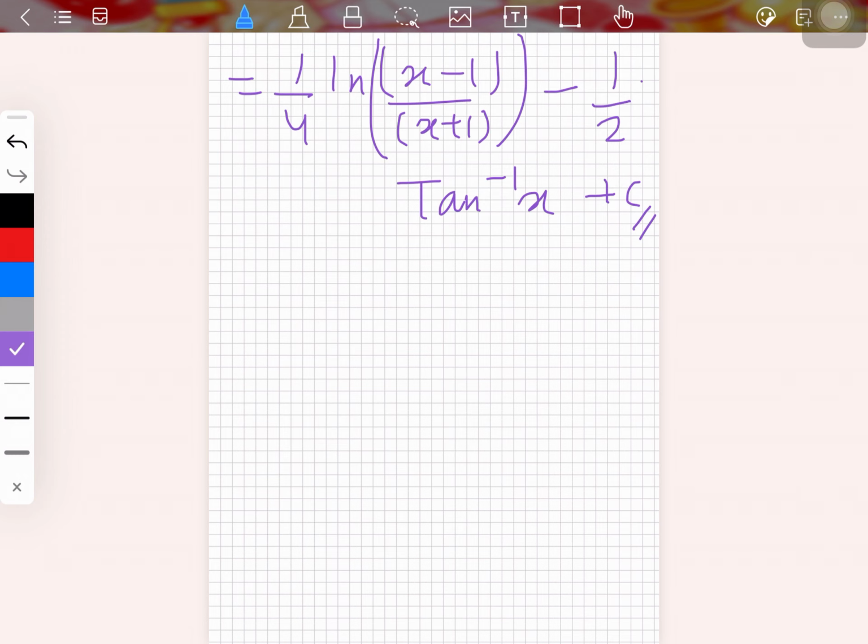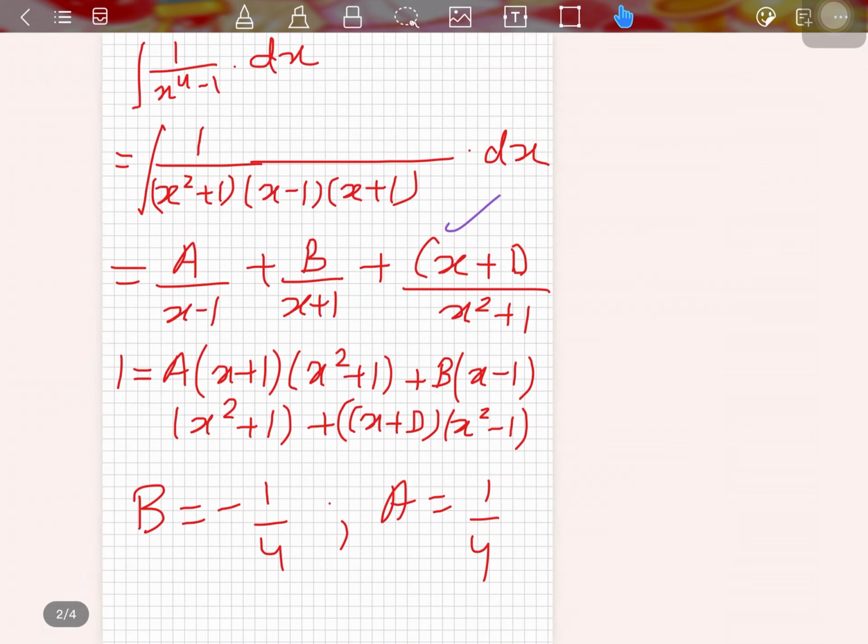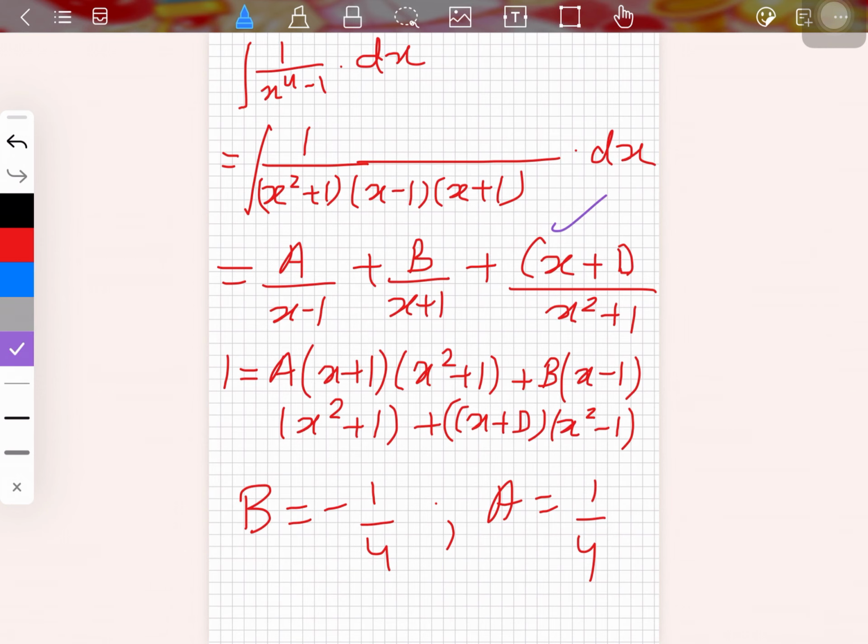So there you go. This is the final answer for this question. It's not very difficult. You just have to learn how to represent it into partial fractions, and there you go.